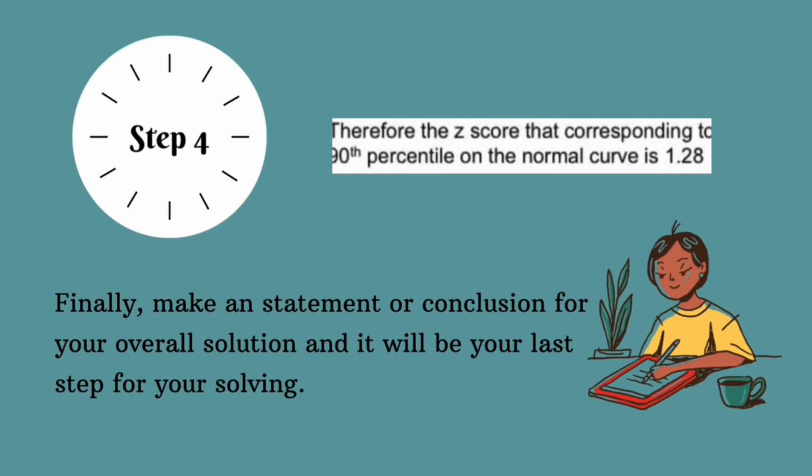So, we have gotten our z-score, our area. So, we need to write a conclusion. And here's the result of our conclusion. Our conclusion is: therefore, the z-score that corresponds to the 90th percentile on the normal curve is 1.28.